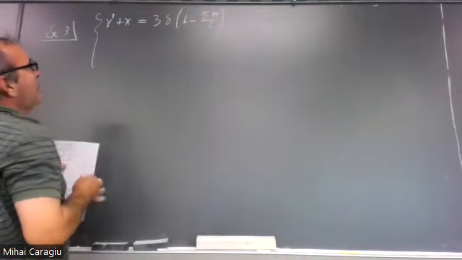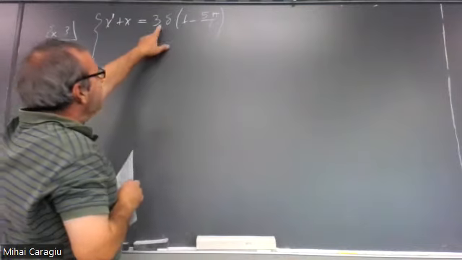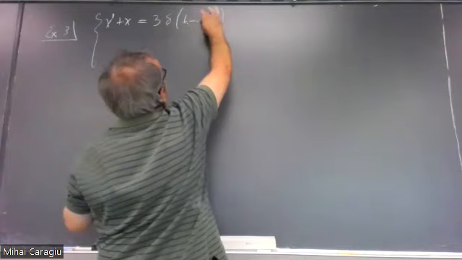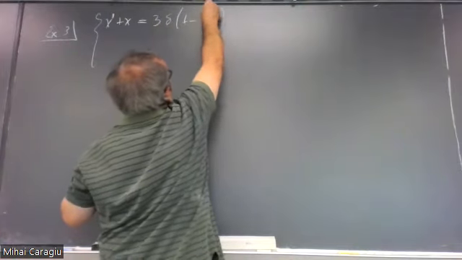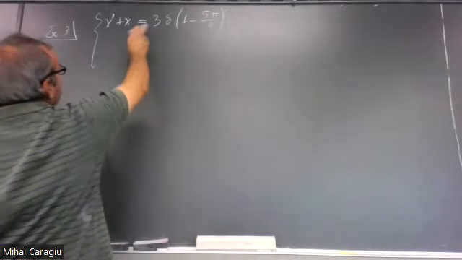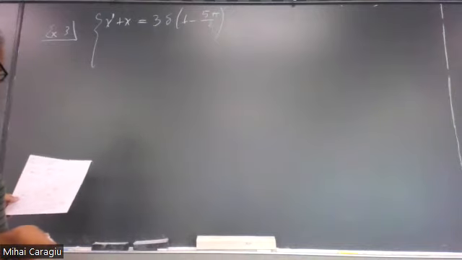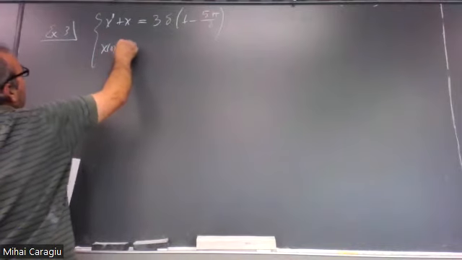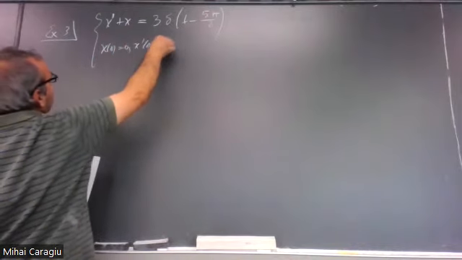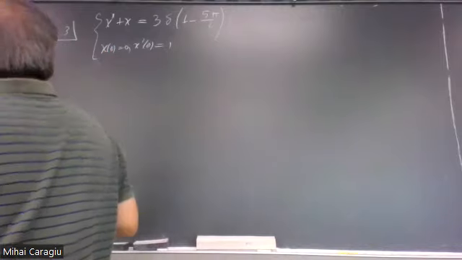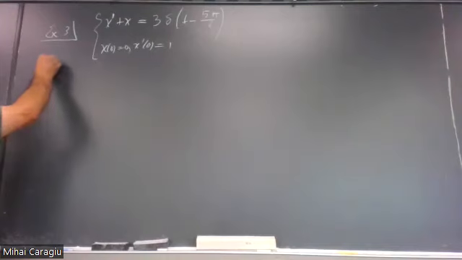What we got here? At the moment 5 pi over 2, the system receives a shock of intensity 3, because there are 3 delta functions. And then let's make initial conditions. X of 0 is 0, x prime of 0 equals 1.